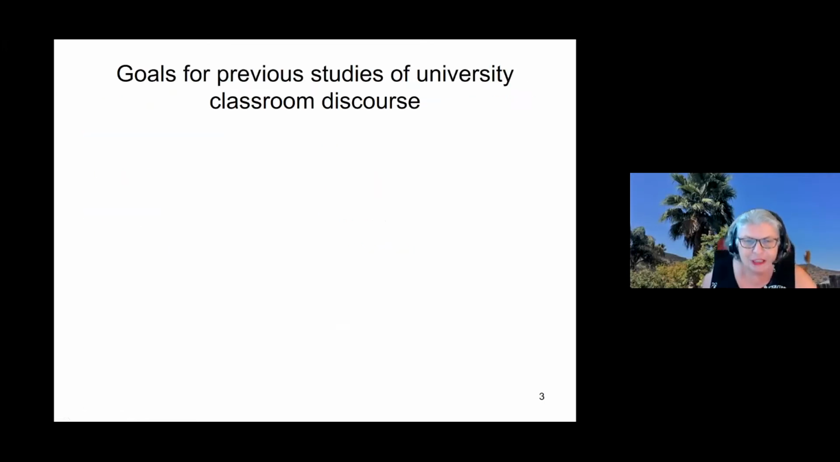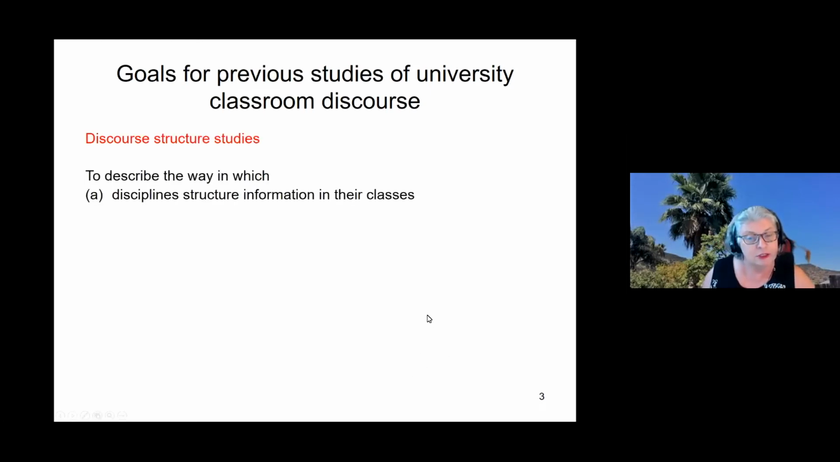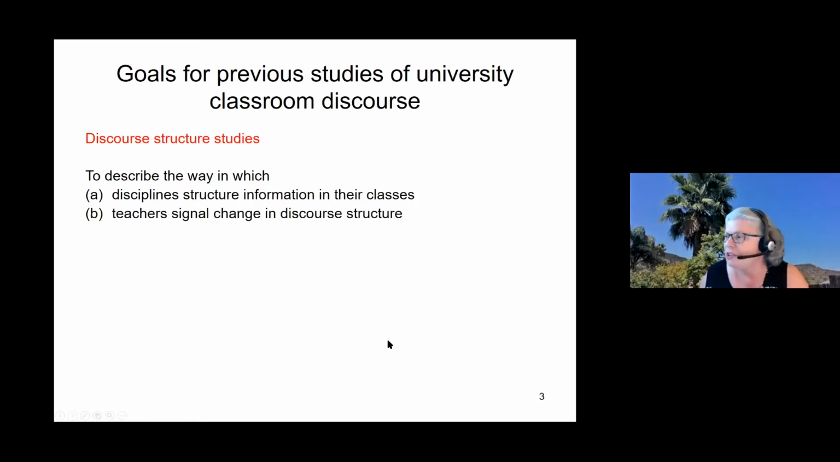So traditionally, classroom discourse studies have been carried out only a few texts at a time. Researchers were looking at the structure of classroom talk or the patterns of interaction between the participants, but it's usually just one or two or three or four texts at a time, with a very detailed analysis of those texts. In terms of discourse structure studies, for example, researchers have had the goal to describe the way in which the discipline structures information, or how teachers signal change in the discourse.